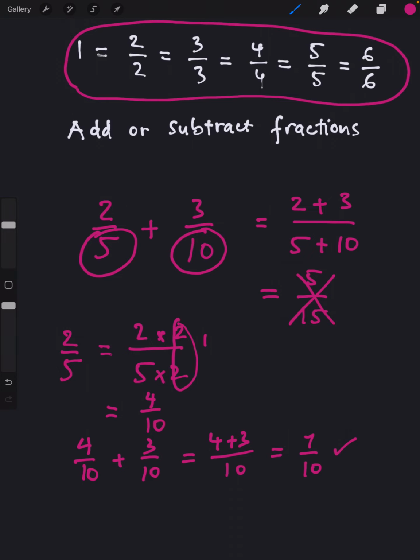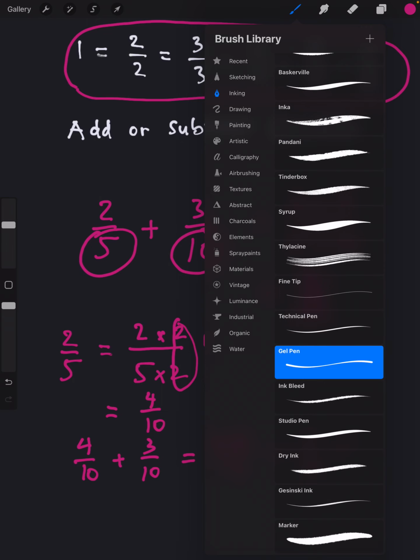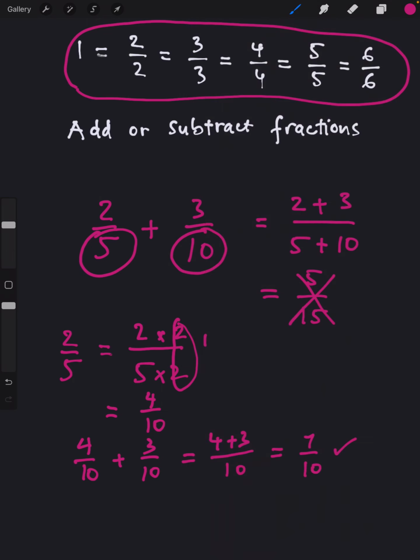In sum, 1 over 1, 2 over 2, 3 over 3, 4 over 4, any number over that same number will be equal to 1. And this is very necessary for us in converting a fraction into any other fraction.